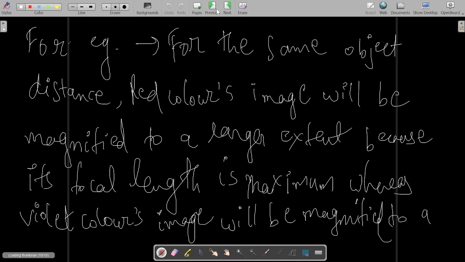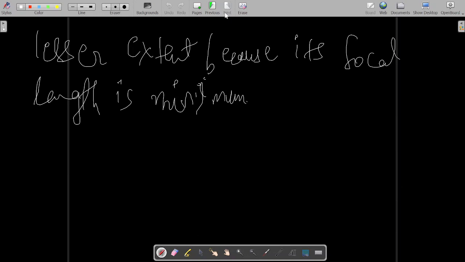So for the same object distance, if two objects are placed at the same distance, one of the objects emits red color and another object emits violet color, then the object emitting red color will be magnified larger. Its magnification will be larger. The image formed will be larger as compared to that formed by the violet color. Violet color will form a smaller image.